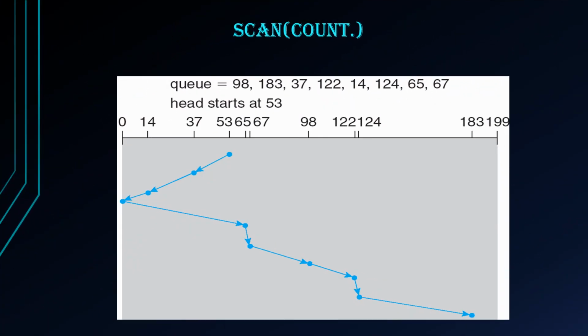Scan. The diagram is shown as Q values are 98, 183, 37, 122, 14, 124, 65, 67. Head starts at 53. Now, by using this scan algorithm, head starts at 53 and then it goes to the nearest value, that is 37 and then 14 and 0. Whenever it comes to the lowest value, that is 0, then it moves forward and it reaches 199, the highest value.